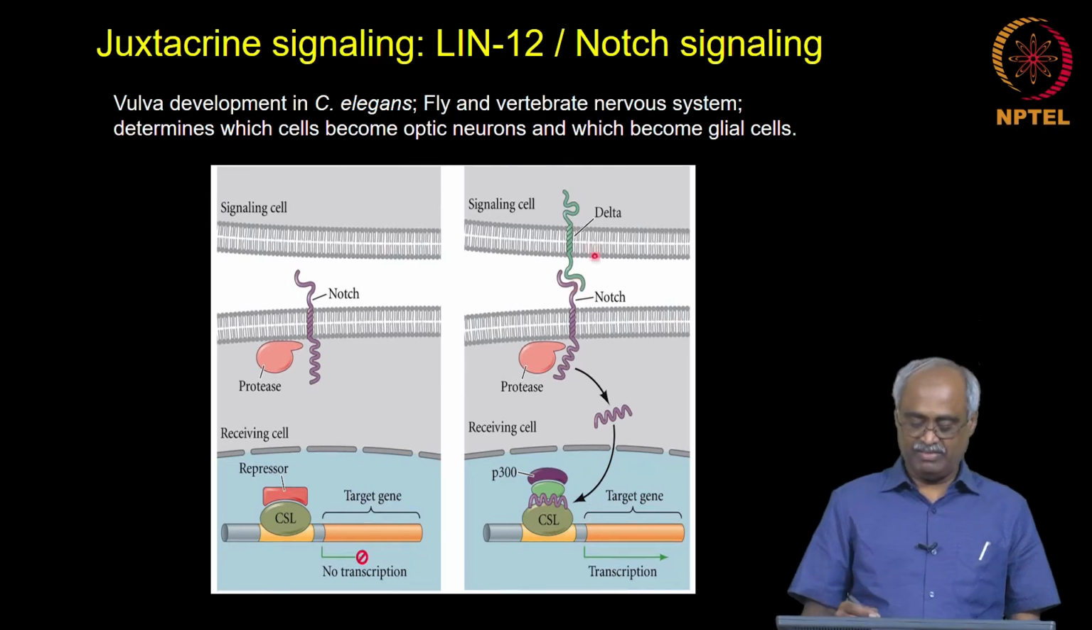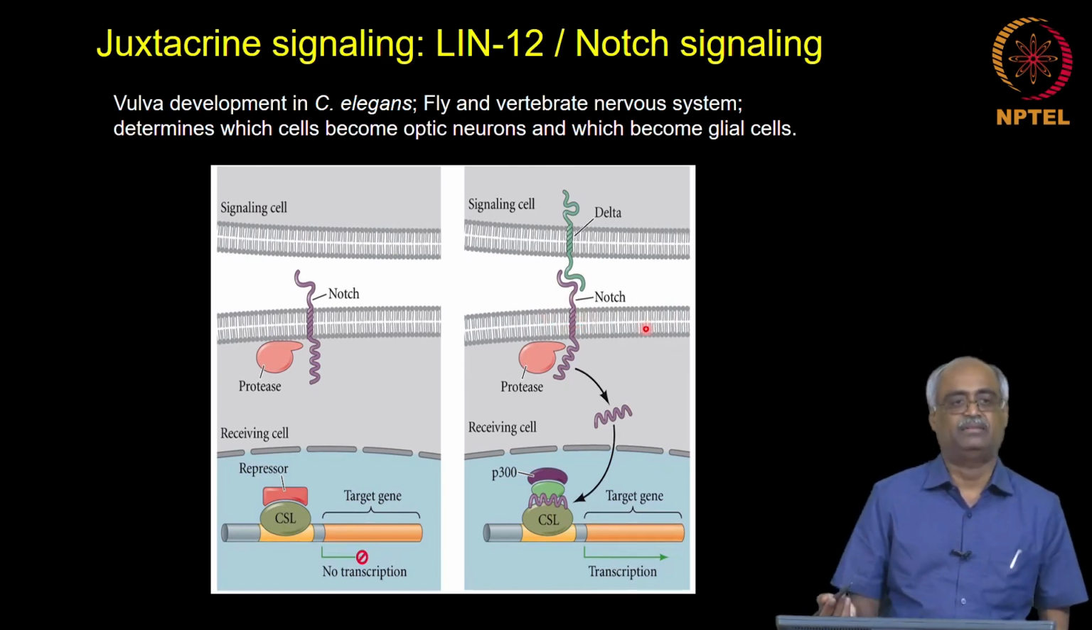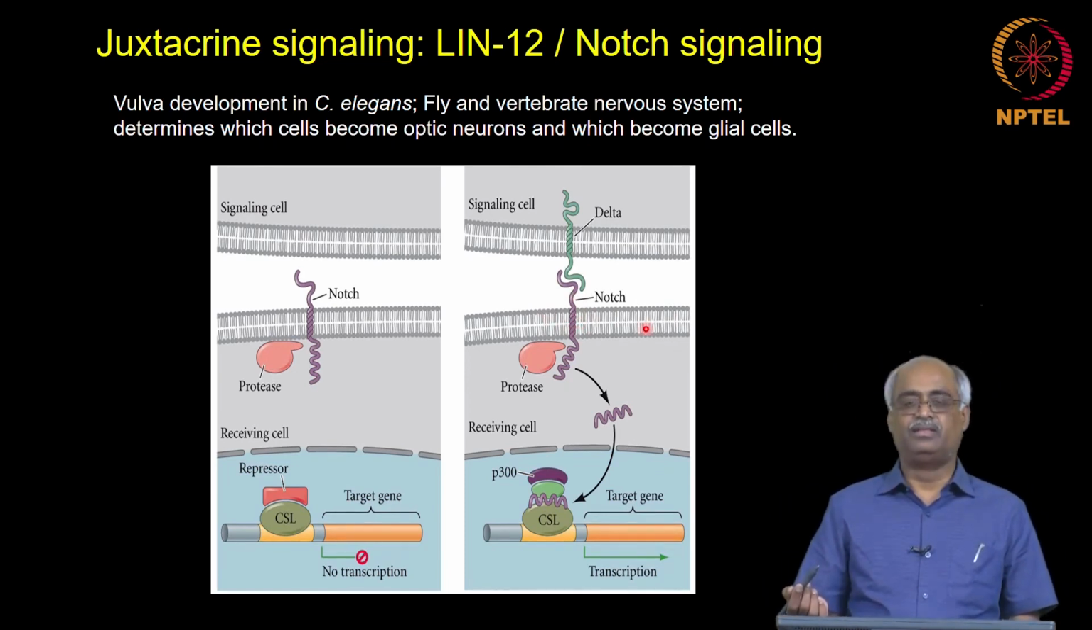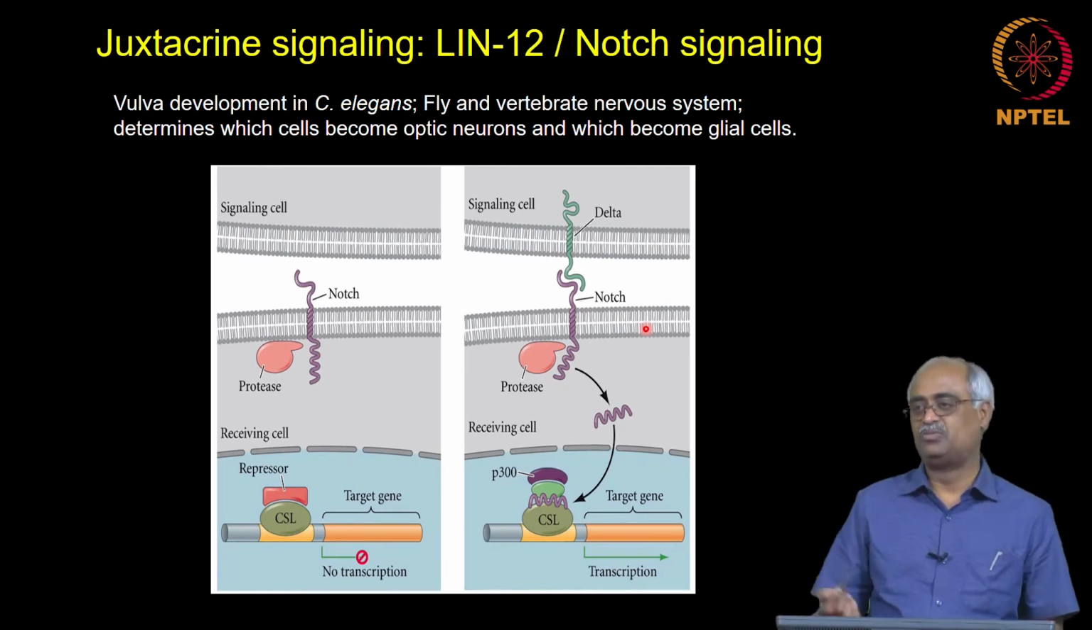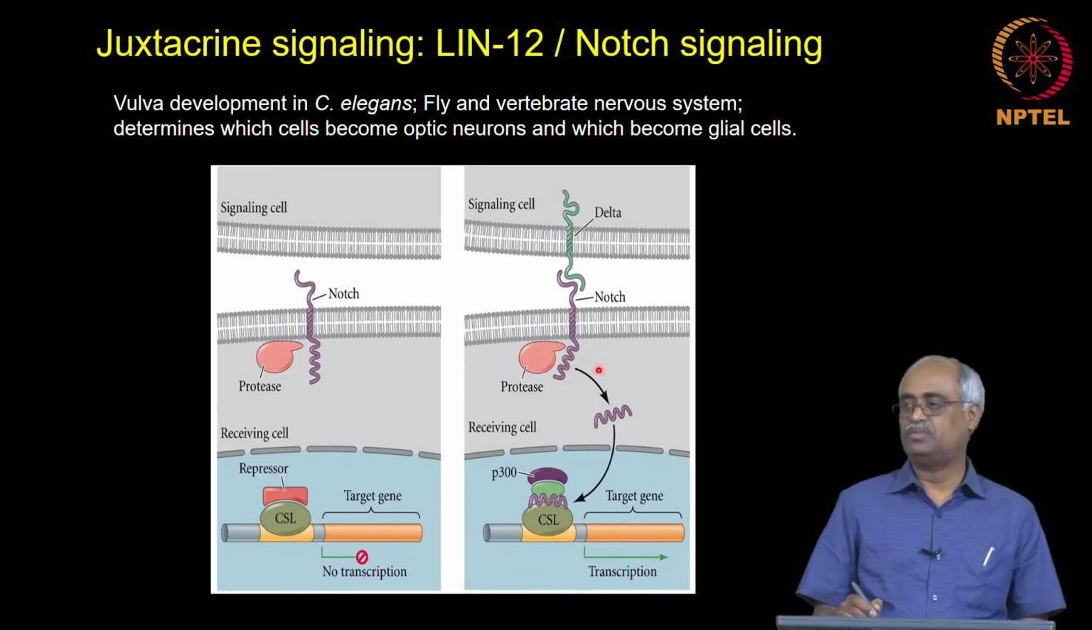Then the S2 cleavage happens extracellularly only upon Delta interaction, and that cleavage triggers an intramembrane cleavage by a protein called presenilin, or SEL12 in C. elegans. So that presenilin cleavage releases the cytoplasmic domain, and that is the active Notch, that is the transducer.